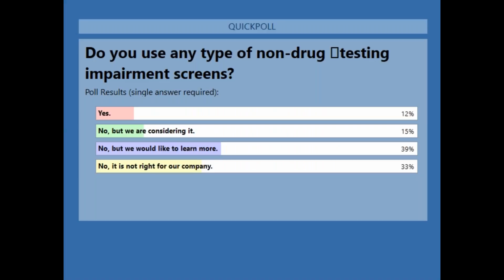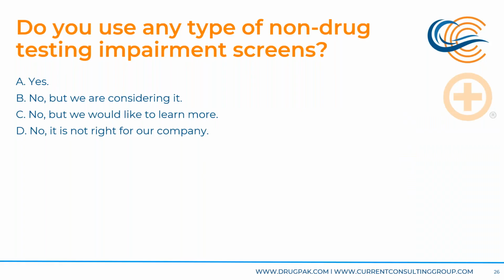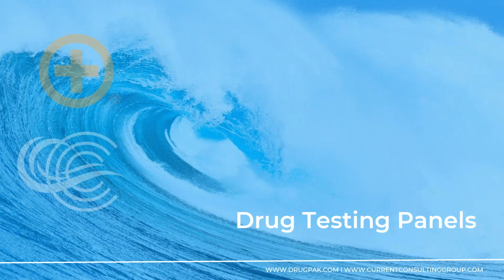So yes, 12% use a non-drug testing impairment screen. 15% said no, but they're considering it. 39% would like to learn more, and 33% said that it's not right for their company. So I'll hide these and send it back to you, Bill. All right, thank you, Jessica.